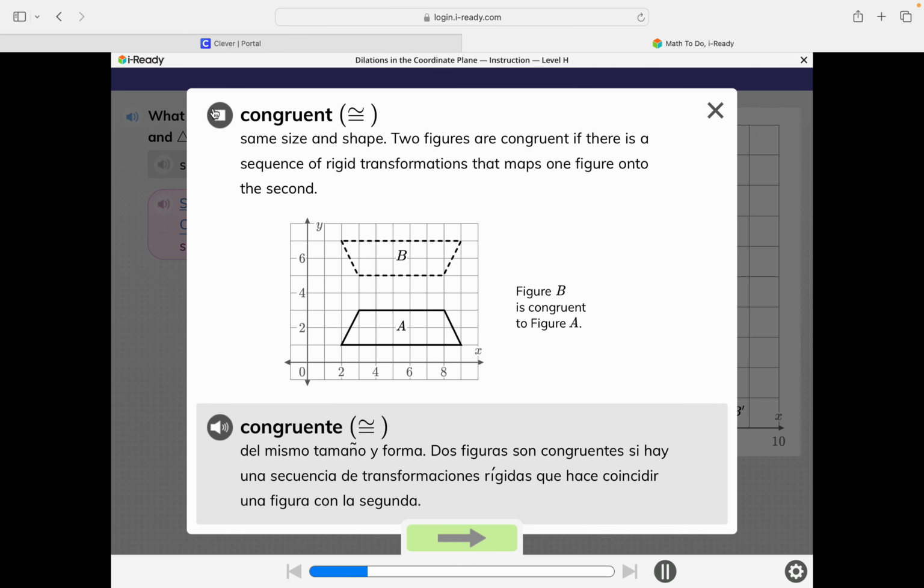See here, congruent. Two figures are congruent if there is a sequence of rigid transformations that maps one figure onto the second. On top is the equal sign and on top is the similar sign. That's similar. And we have to make a congruent equal sign. Congruent.